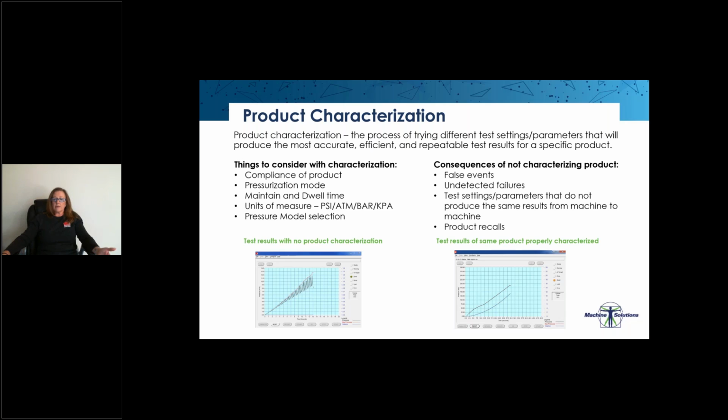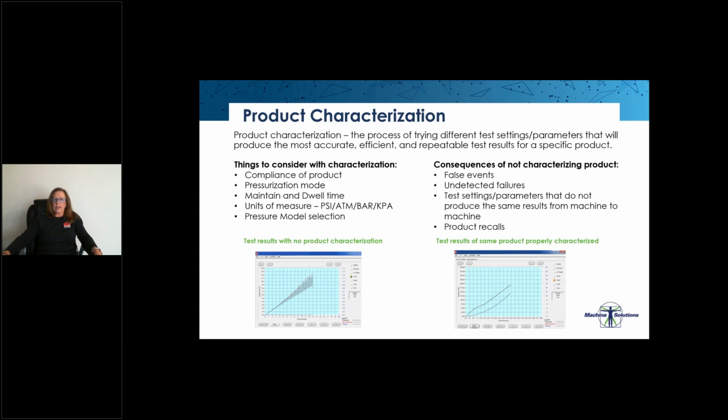What are the consequences of not characterizing our product? These things include false events, undetected failures, test settings or parameters that do not produce the same results from one machine to another because they are not optimized. And when we don't get repeatable and reliable results, the quality of our products can be called into question and could lead to product recalls.